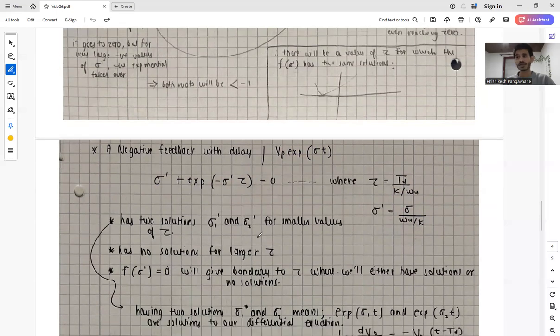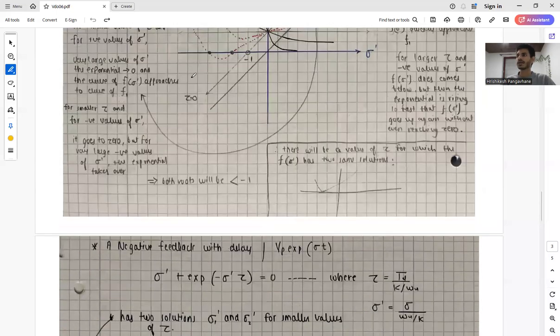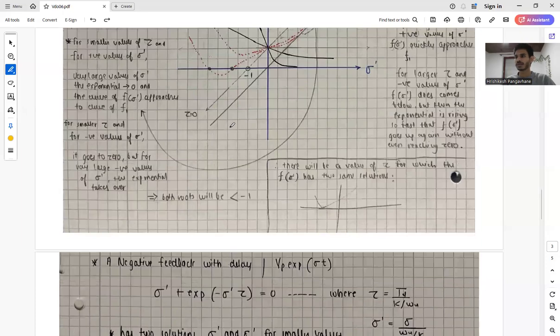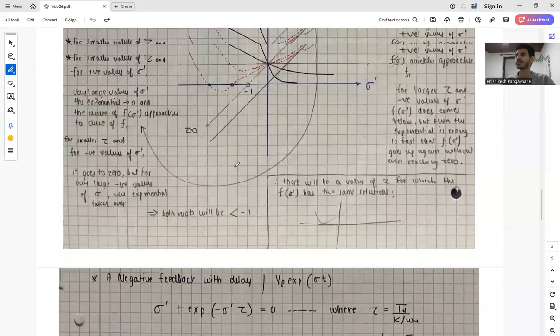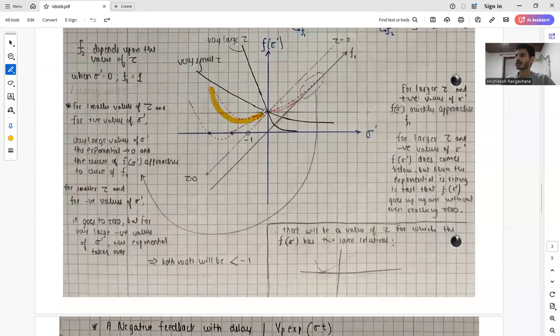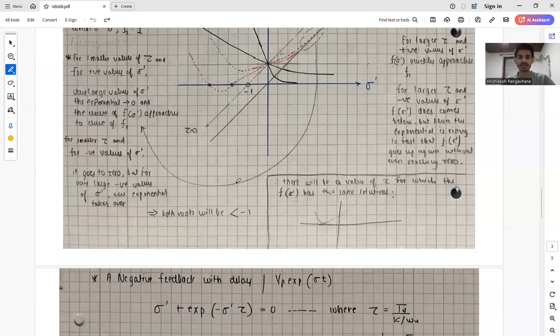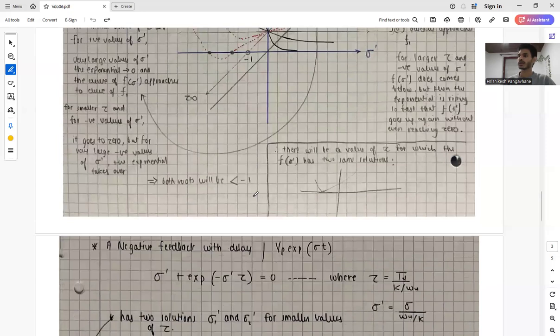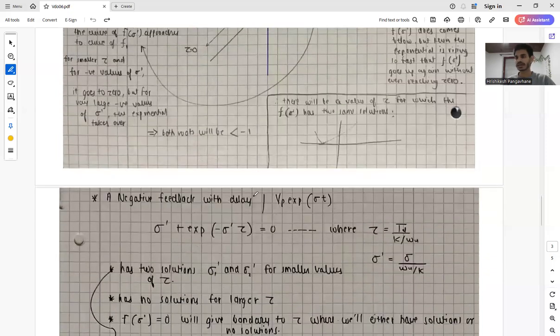For the smaller values of tau, this is how our curve will look, which will give us two solutions, sigma 1 and sigma 2. But for the larger values of tau, our curve will not touch or cross the x-axis, so we will not have real solutions. Then we have to jump to the complex plane. But that's a different part, and we'll discuss it later.